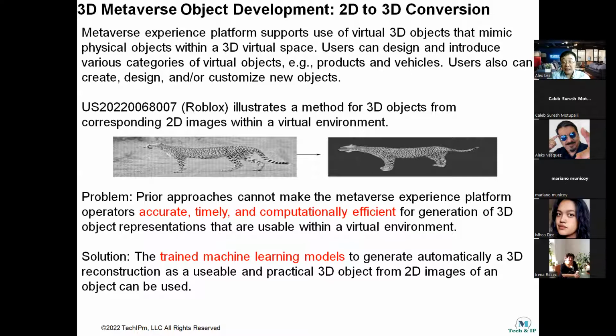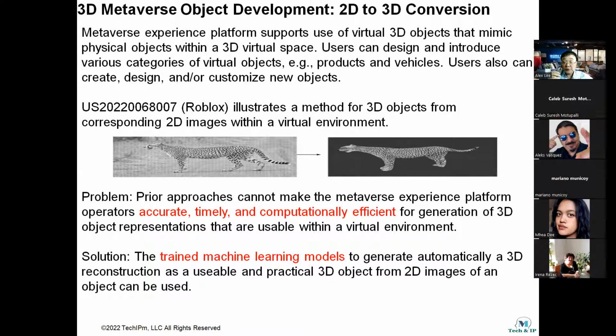So they look at the needs, right? The current need is the generation of 3D representation, and the problem is they want it to be accurate, timely, and computationally efficient. So they have three parameters that they have the option to improve. So you're looking at how to improve, add, create something new, and find alternative ways.